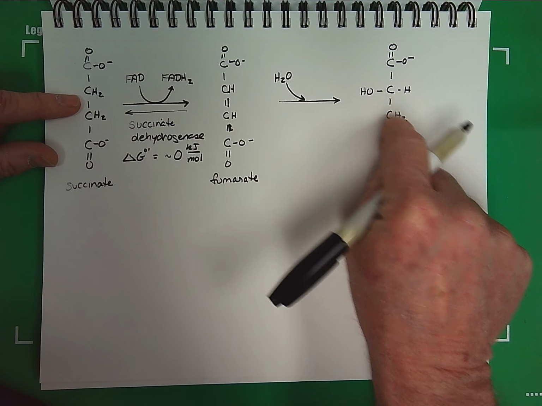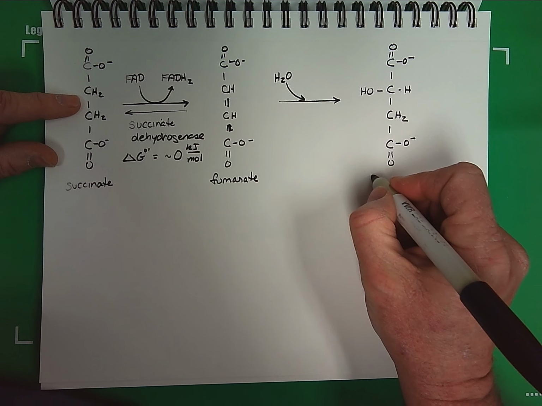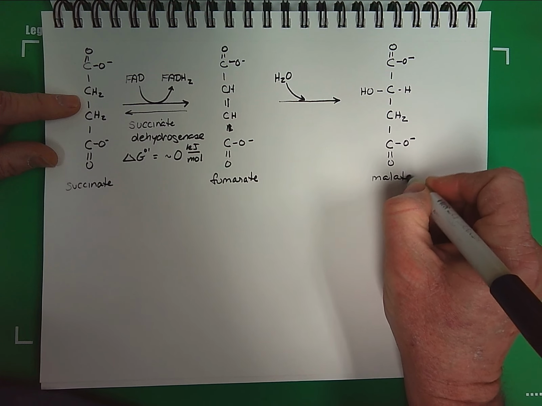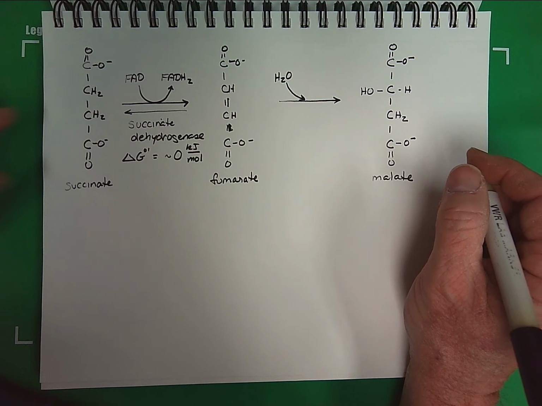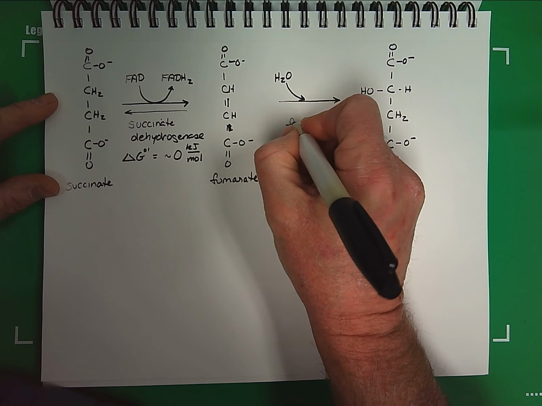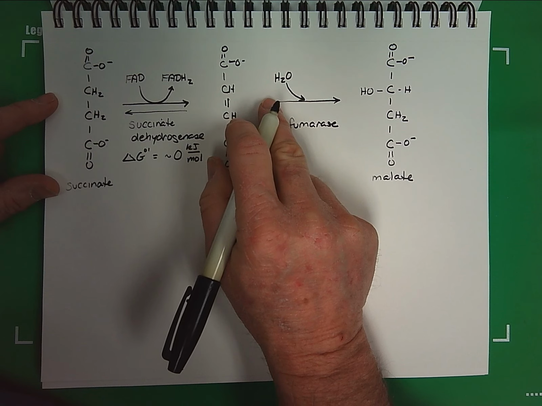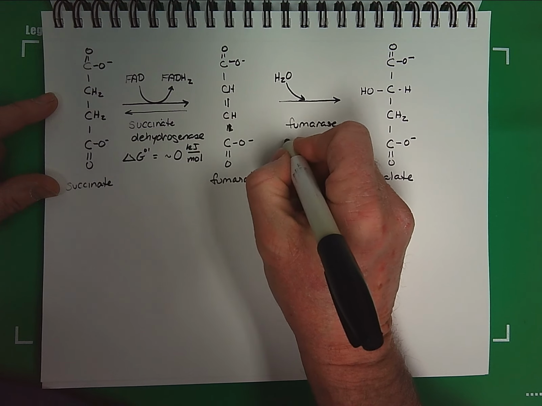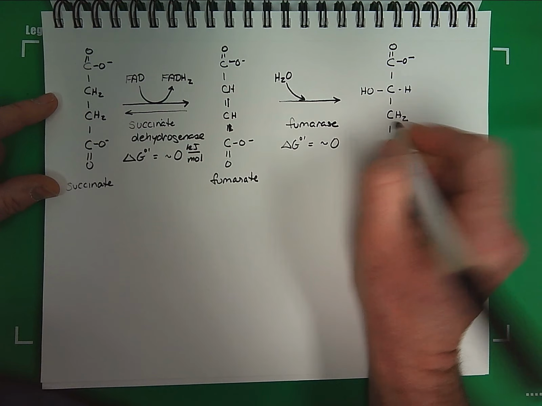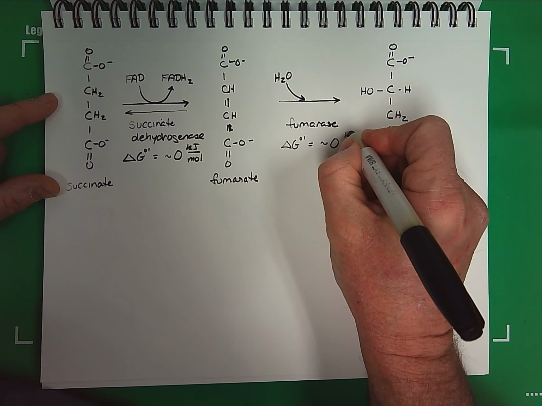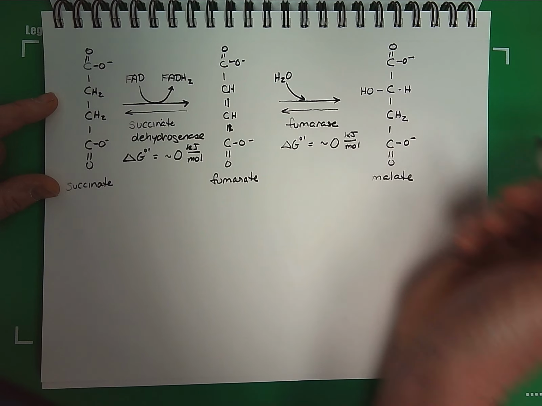Here's our water across this double bond. This molecule is called malate. The enzyme that does this reaction is called fumarase. Because this is a simple hydration reaction, the delta G 0 prime, standard free energy, is also, like the previous reaction, approximately 0, making this reaction readily reversible.